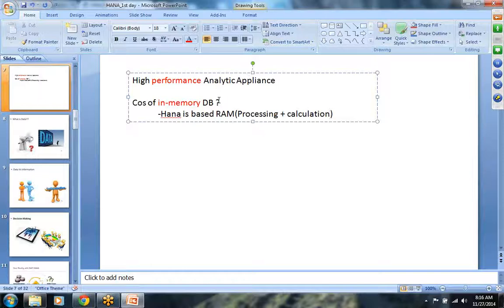So RAM, as you know, RAM is 1 lakh times faster than hard disk. So here we are avoiding the transfer of data from disk to RAM, which is why it is improving the performance. So the first reason is because of in-memory computing, the performance is better. How? Because it is based on RAM. RAM is 1 lakh times faster than the disk. Here we are avoiding unnecessary data transfer from the disk to RAM. So it is calculating and also processing on the RAM itself. This is the first reason.